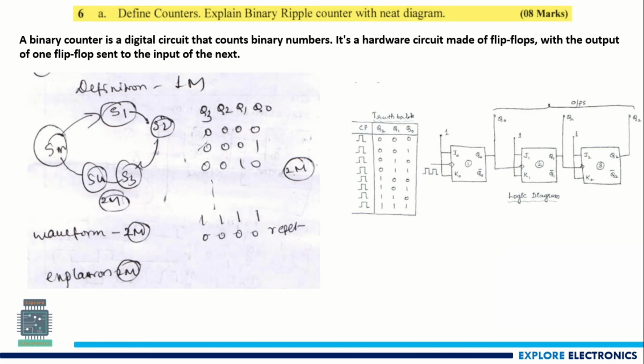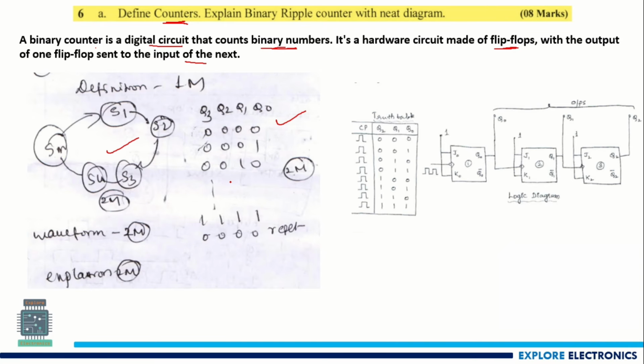Define counters, explain binary ripple counter with neat diagram. Here, first you need to define counter. What is a binary counter? It is a circuit that counts the binary numbers. It is a hardware circuit made up of flip-flops or registers with the output of one flip-flop sent to the input of the next flip-flop. Here is the state table you can see, and also the truth table.